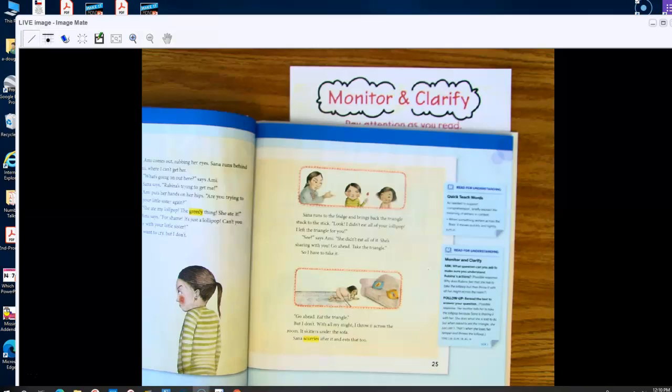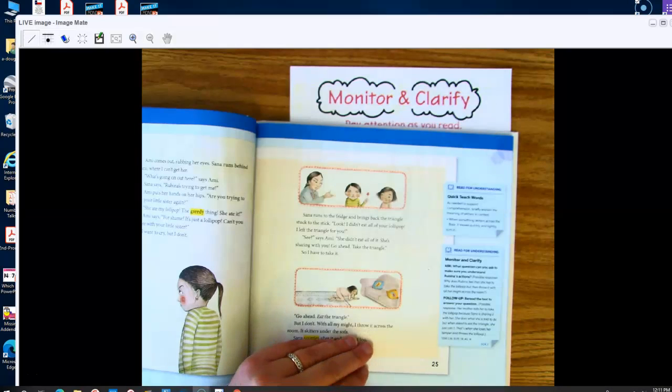Sana runs to the fridge and brings back the triangle stuck to the stick. Look, I didn't eat all of your lollipop. I left the triangle for you. See, says Ami, she didn't eat all of it. She's sharing with you. Go ahead, take the triangle. So I have to take it. Go ahead, eat the triangle, but I don't. With all my might, I throw it across the room, and it skitters under the sofa. Sana scurries after it and eats that too. She's really upset.